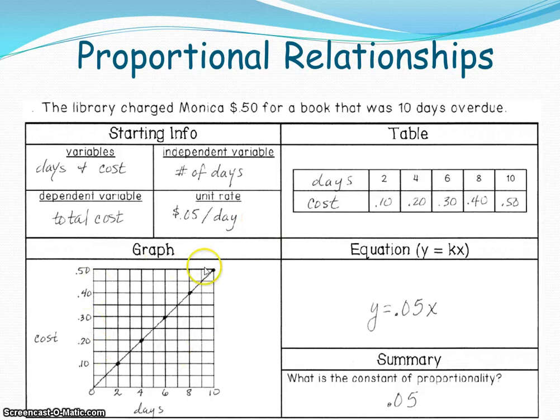Okay, so in the graph, I noticed a few things. Since this is a proportional relationship, let me briefly talk about the table real quick. I know this is proportional because I am multiplying the same factor times the independent variable to get the dependent variable. 2 times 5 cents, 4 times 5 cents, 6 times 5 cents, 8 times 5 cents. Because it's that common factor every time, that's going to be proportional.